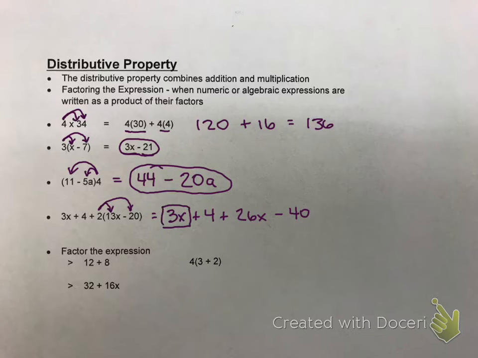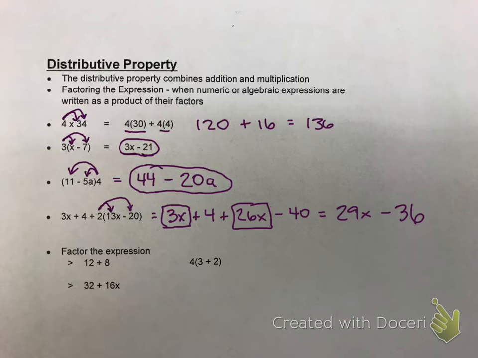3x and 26x are like terms because both of them have just a regular x. So we can actually add those together, and we get 29x, and then 4 and 40, and technically that's a negative 40, would be combined together, and we get negative 36. But that's another lesson. We won't see any problems like that for this particular assignment. Just wanted to introduce the topic.